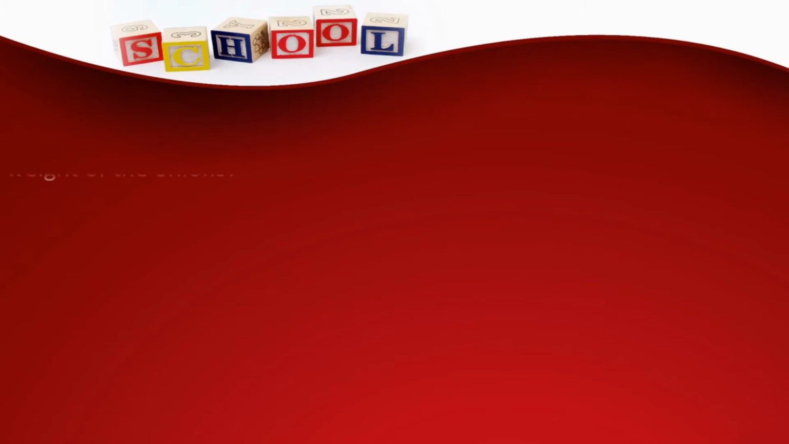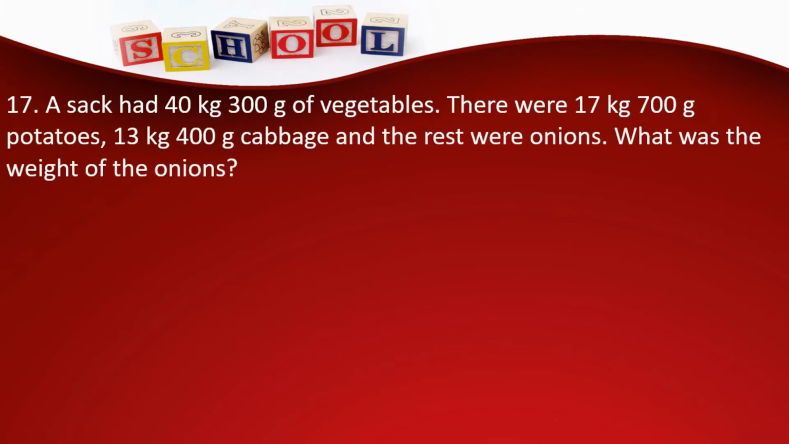Next question is, a sack had 40 kilograms and 300 grams of vegetables. There were 17 kg 700 grams of potatoes, 13 kg and 400 grams of cabbage, and the rest were onions. What was the weight of the onions?